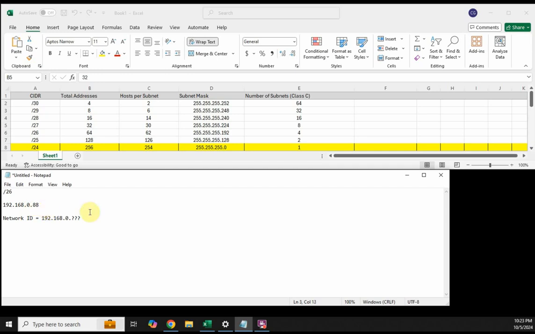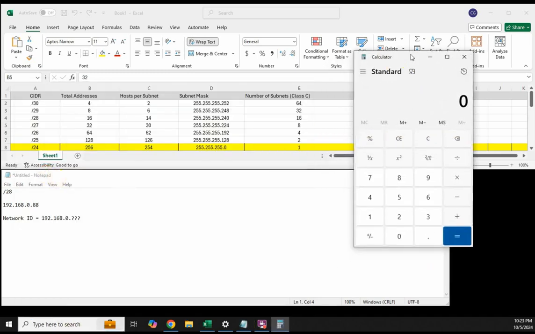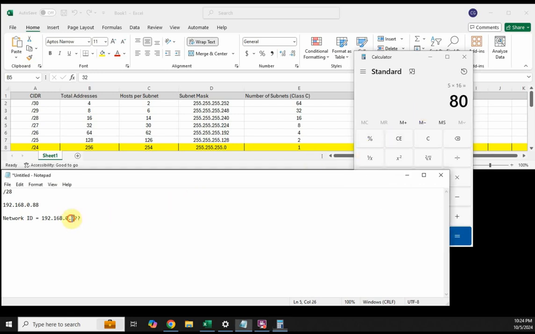What if it's an 88 IP and you're on a /28 again? Okay. One more time. I closed the calculator again. I gotta stop doing that. All right. So 88 divided by 16. It's 5 with a remainder. It's not necessarily 5. So 5 times 16 equals 80. So the network ID on this is going to be 80.